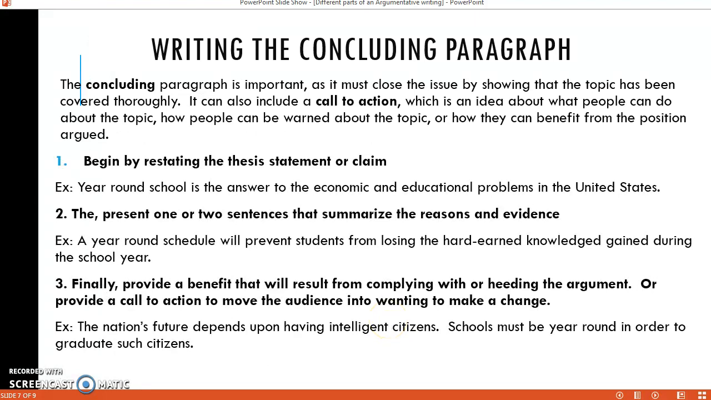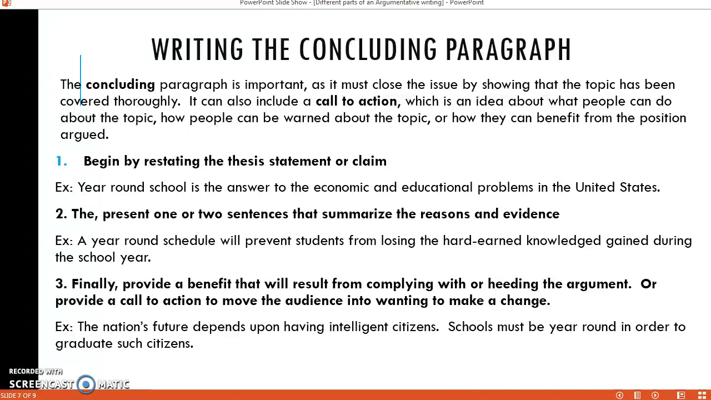And then your concluding paragraph. The concluding paragraph is important as it closes the issue by showing that the topic has been covered thoroughly. It can also include a call to action, where the audience considers what they can do about the topic. So you're going to begin by restating that thesis statement or claim. Year-round school is the answer to the economic and educational problems in the United States.